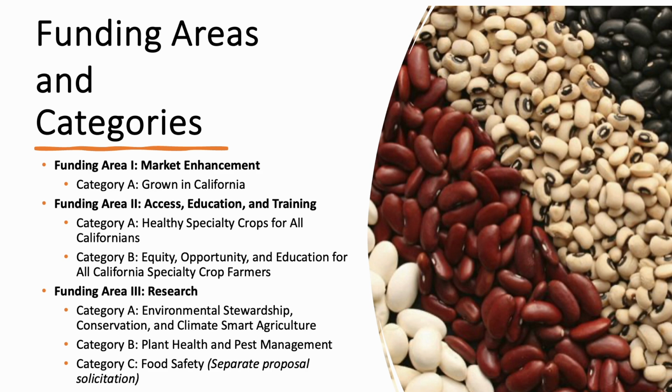For example, if an applicant determines their project fits best in research category A, which is environmental stewardship, conservation, and climate-smart agriculture, they will also need to select at least one program priority within that funding category. The program priorities are listed on the next few slides, but more importantly, can also be found in the RFCP.